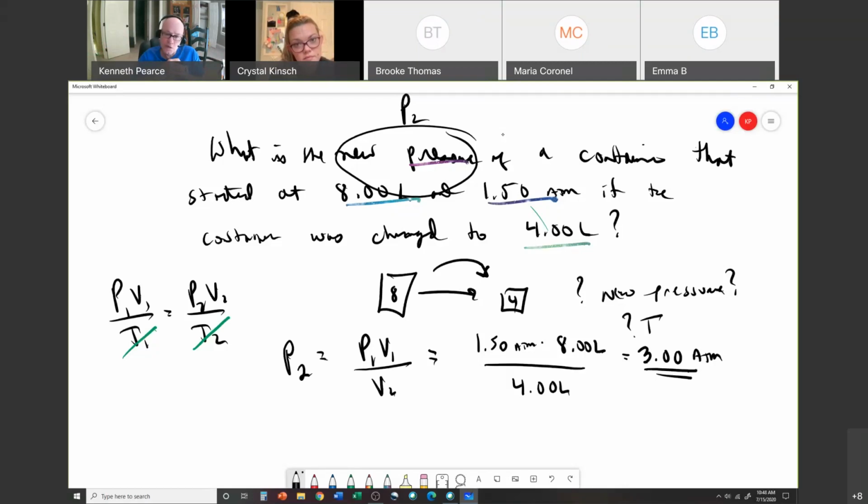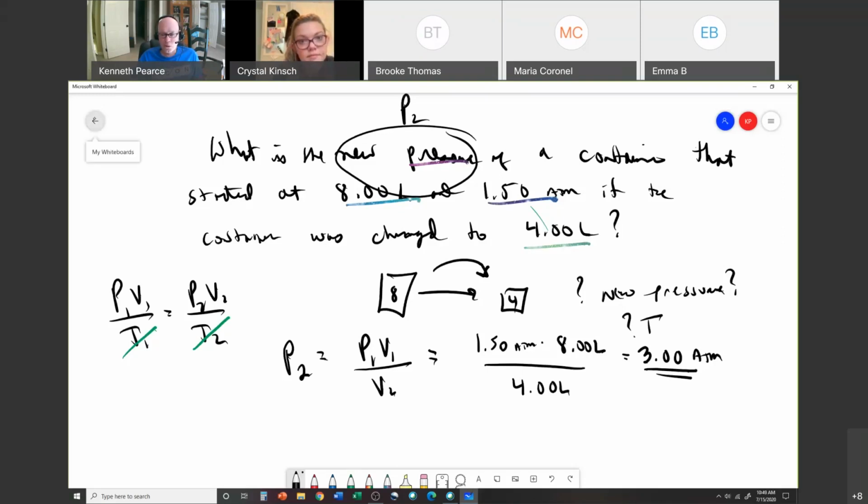So this is the relationship between pressure and volume. They are inversely proportional, which means as one goes up, the other goes down. As one goes down, the other goes up. What's the relationship between volume and temperature? They're directly proportional, right? As you double the Kelvin temperature, you double the volume. So these things go proportionally.